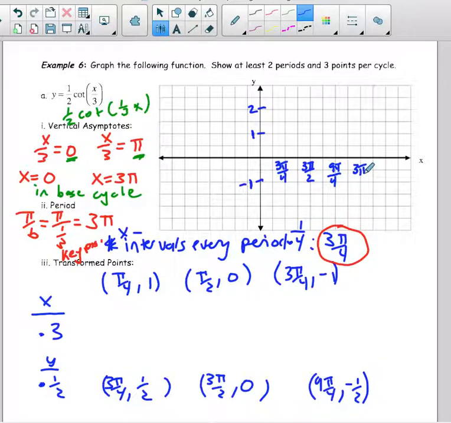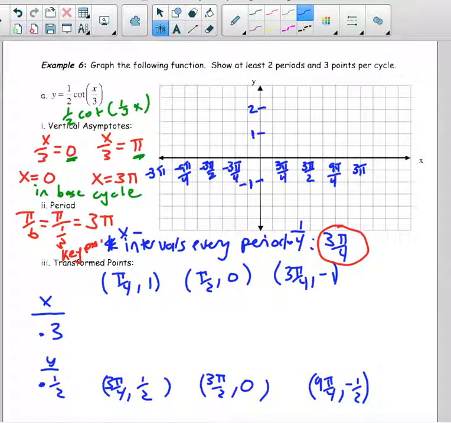And then I'll put the same numbers in the negative direction. So -3 pi over 4, -3 pi over 2, -9 pi over 4, and -3 pi. Okay, so now we've got our axes set.